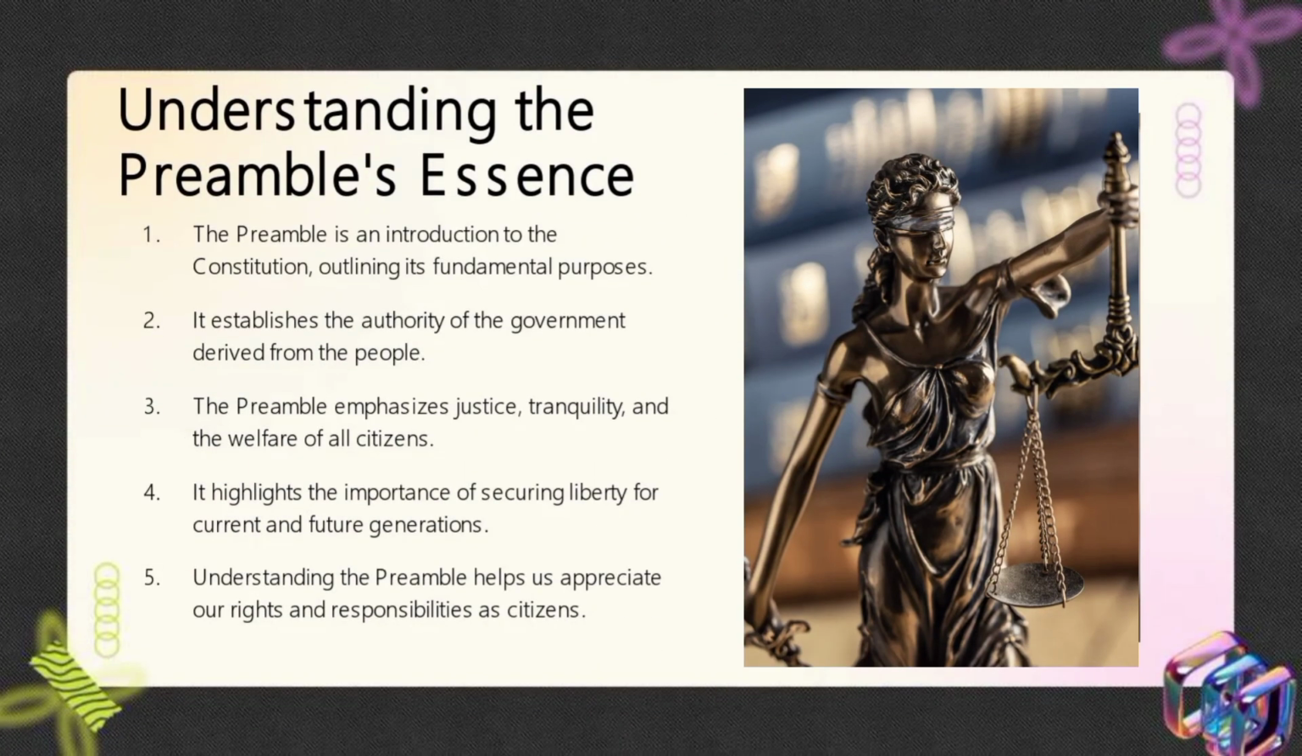So let's come to the essentials of the preamble. The preamble is an introduction to the Constitution outlining its fundamental purposes. It establishes that the authority of the government is derived from the people. The preamble emphasizes justice, tranquility, and the welfare of all citizens. It highlights the importance of securing liberty for current and future generations. Understanding the preamble helps us to appreciate our rights and responsibilities as citizens.